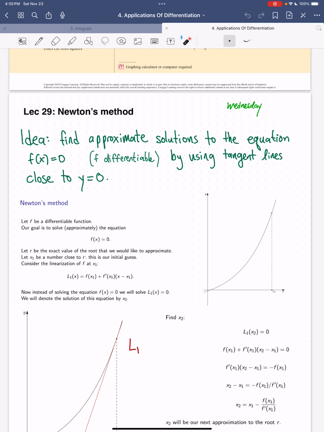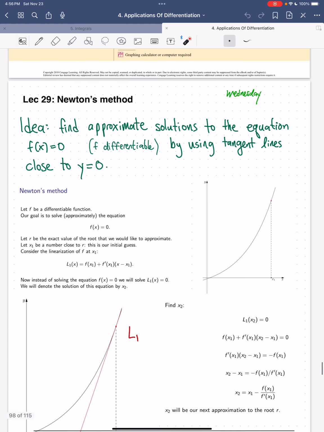So today we're going to be looking at Newton's method. This is a way that we can find approximate solutions to the equation f of x is equal to 0 for a differentiable function f, so finding roots of that equation, by using tangent lines to the function close to the x-axis. So the way that we do this is that we make an initial guess at a root.